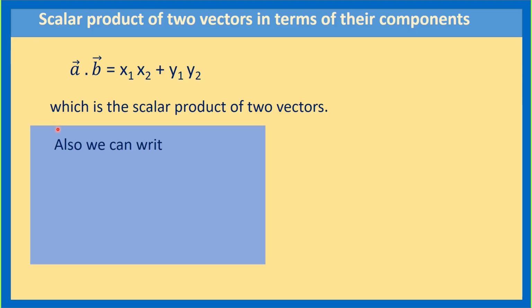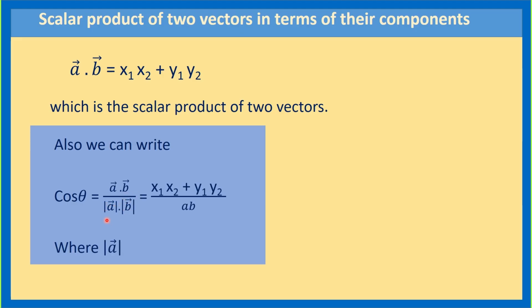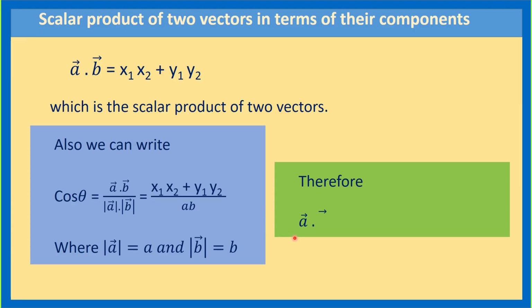Also, we can write cos theta is equal to vector A dot vector B over modulus of vector A times modulus of vector B, that is equal to x1 x2 plus y1 y2 over AB, where modulus of vector A is equal to A and modulus of vector B is equal to B. So finally, we have a formula vector A dot vector B is equal to x1 x2 plus y1 y2. This is the formula of scalar product of two vectors in terms of their components.